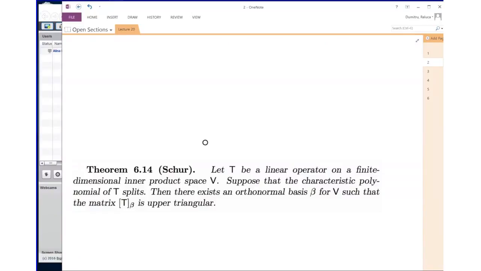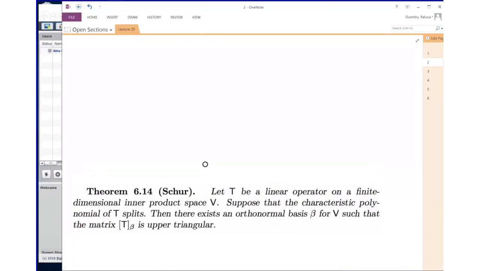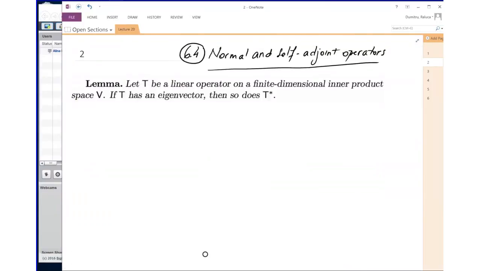The proof, though, is quite long and by induction, and I'm going to skip that. So if you're interested, you can look back into the book for Schur's theorem. But let's look into this first.